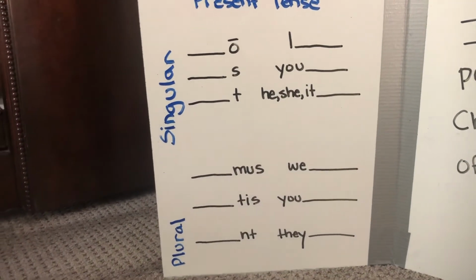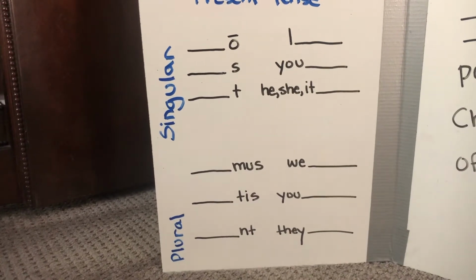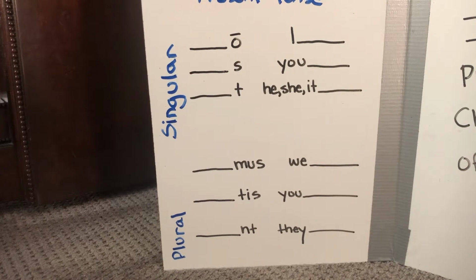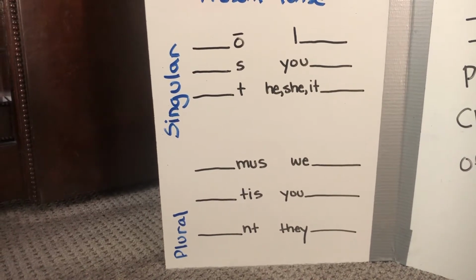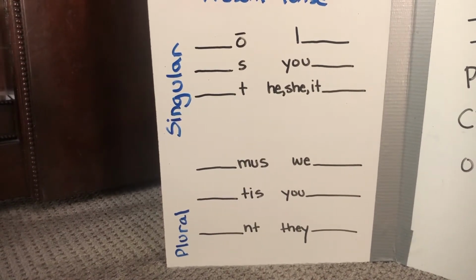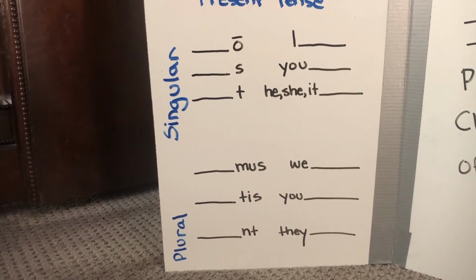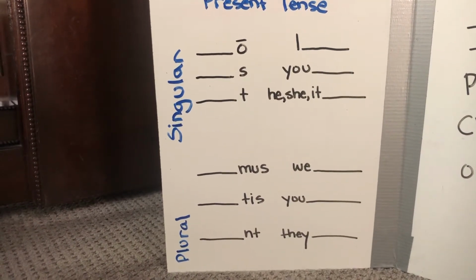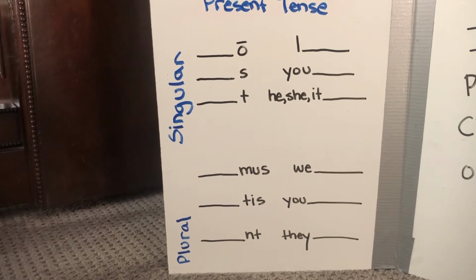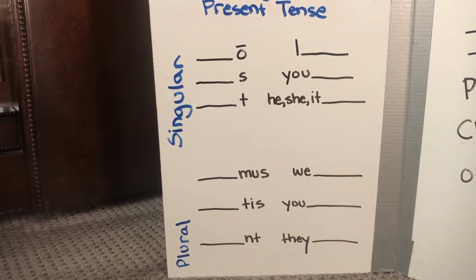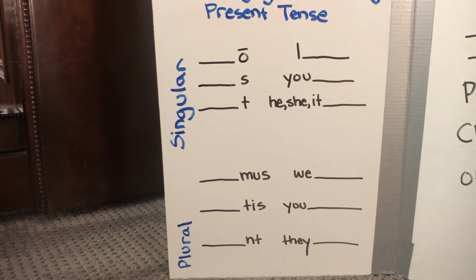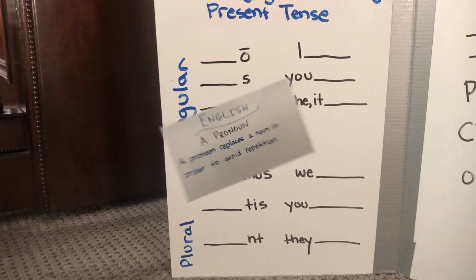O-S-T, mustis unt. O-S-T, mustis and T, first conjugation, present tense.